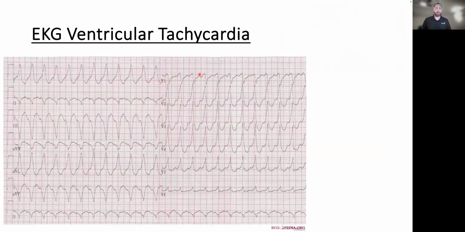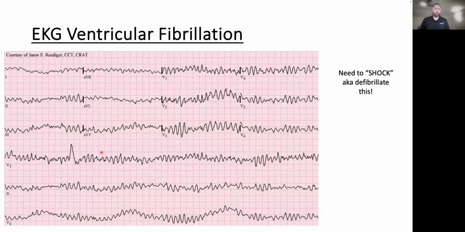Another important one to recognize is ventricular tachycardia. So you can see these ventricles are contracting. It's not a nice narrow QRS wave. It's wider. So this is an example of ventricular tachycardia.